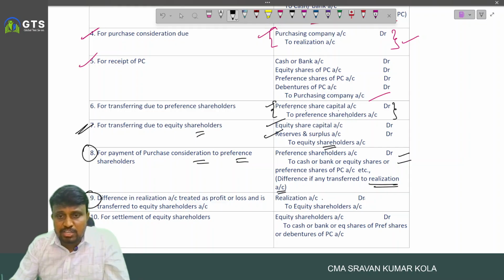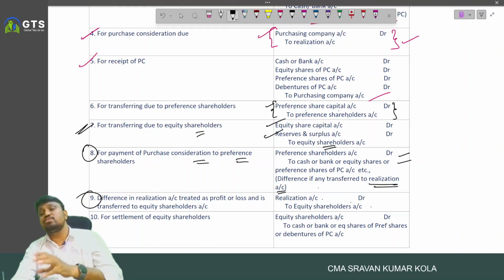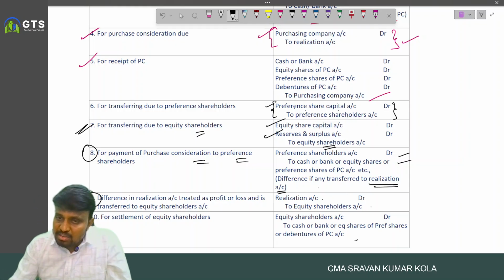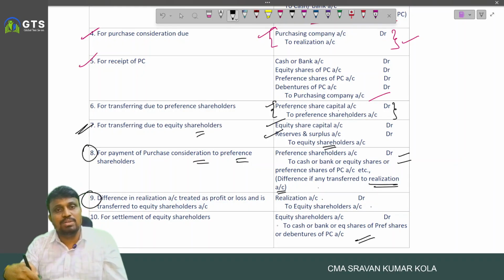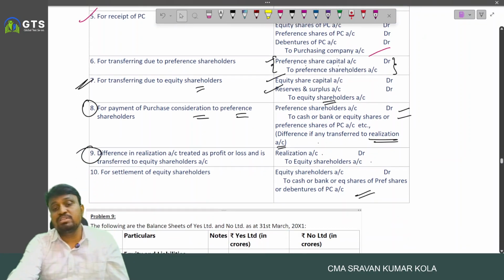Any profit, realization account debited to equity shareholder. Any loss, equity shareholder account debited to realization account. And finally, for settlement of PC, equity shareholder account debited to cash, to bank, to equity shares of purchasing company, to preference shares of purchasing company, to debentures of purchasing company, etc.